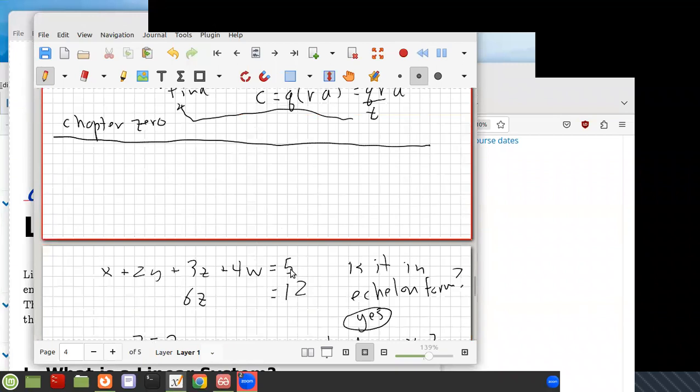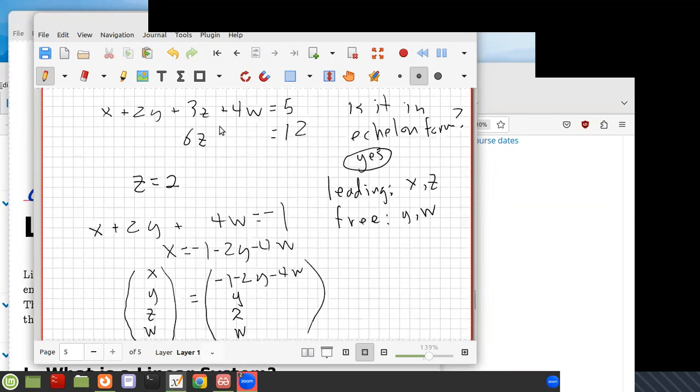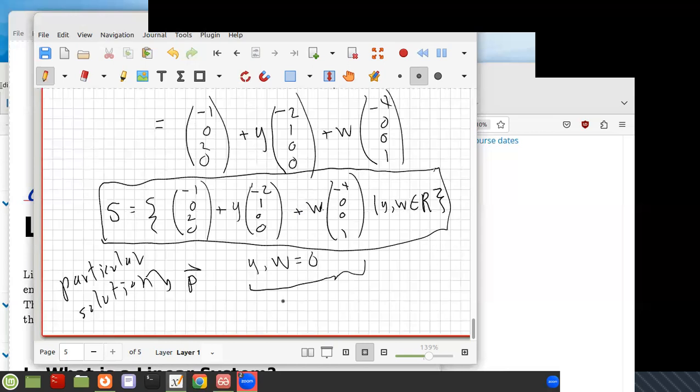It's going to turn out that this other piece here will actually solve the original system if I set the 5 and the 12 to 0. With any system, there's a homogeneous system. This is the homogeneous system. It's going to turn out that this is going to be a solution.